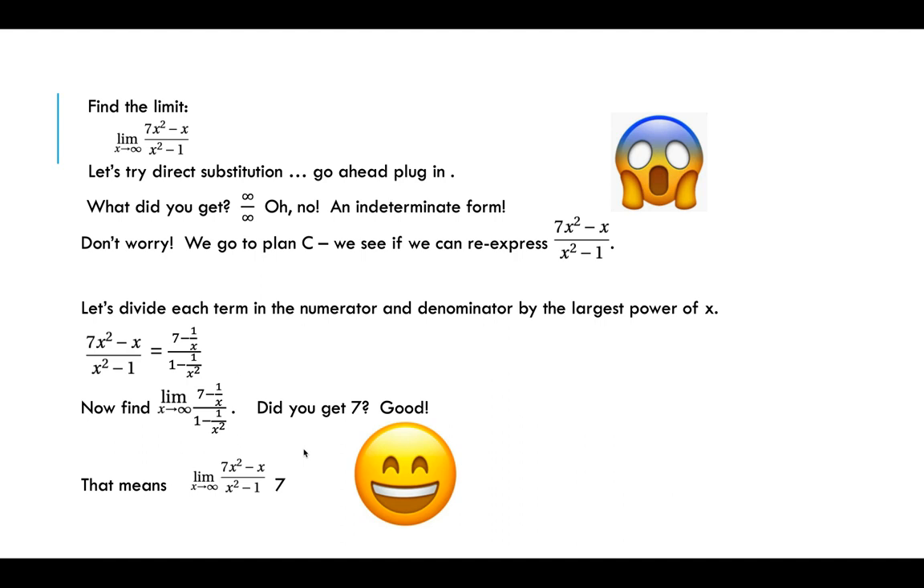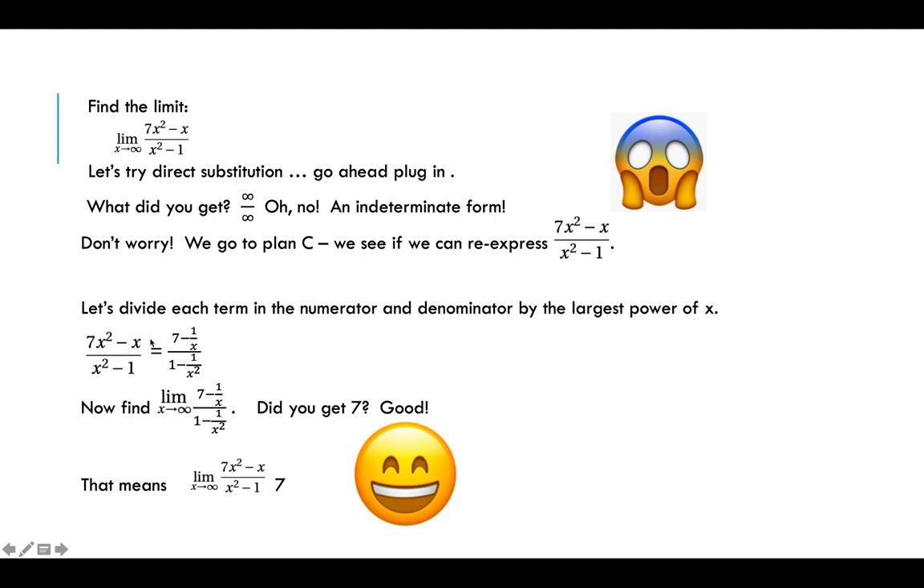So we could try to factor. They both can be factored. We get x times 7x minus 1 over x plus 1 times x minus 1. There's nothing to cancel there. So that doesn't really work. So we're going to go to plan C, and we're going to divide each term in the numerator and the denominator by the largest power of x.